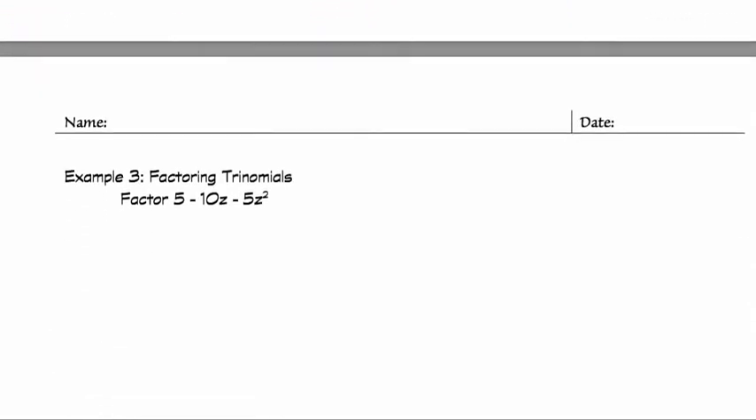The next question is asking us to factor a trinomial. So now there are 3 terms, and we have to factor something out. The question is still the same though. All we have to do is find the greatest common factor of 5, 10z, and 5z squared. Don't worry about the negatives for now. We will deal with those later.